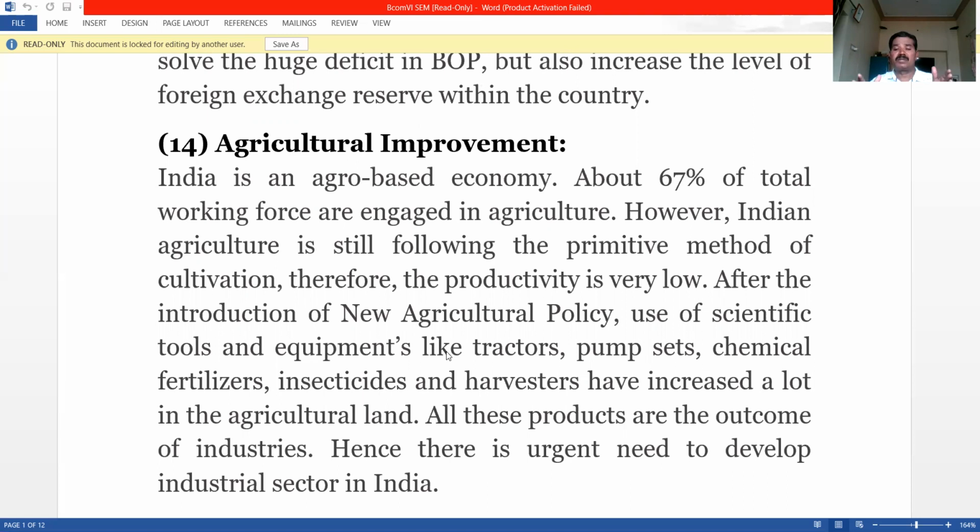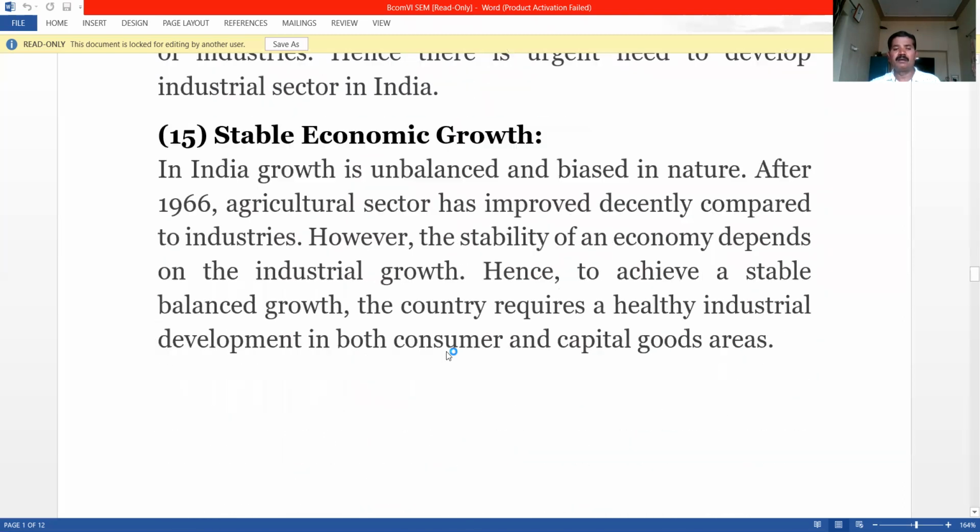After the introduction of the new agriculture policy, the use of scientific tools and equipment like tractors, pump sets, chemical fertilizers, insecticides, and harvesters has increased a lot on agricultural land. That means the application of science and technology in the agriculture process also resulted in the green revolution in our country, from the development of industries in India. All these products are the outcome of industries. Hence, there is an urgent need to develop the industrial sector in India.